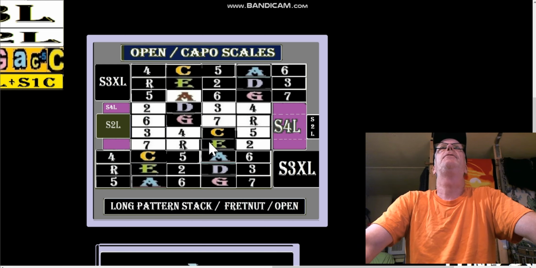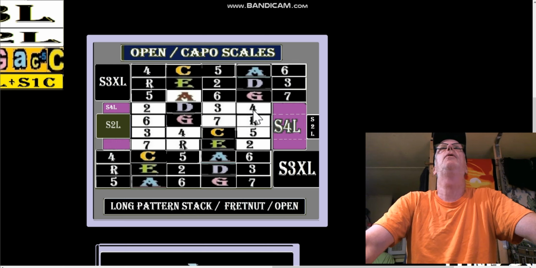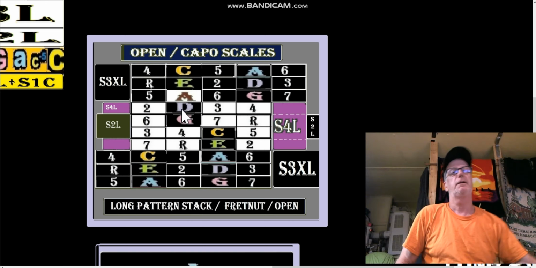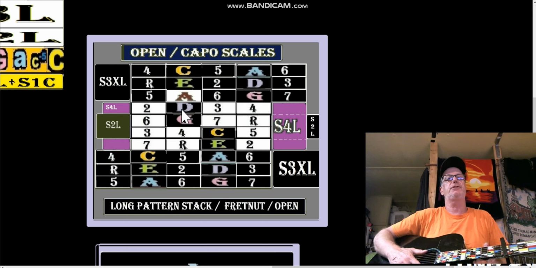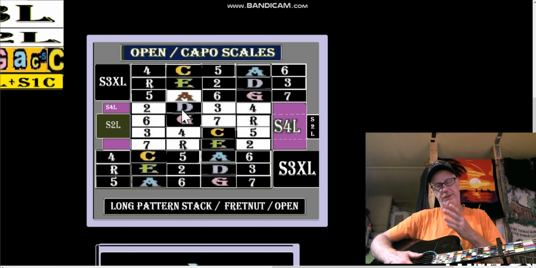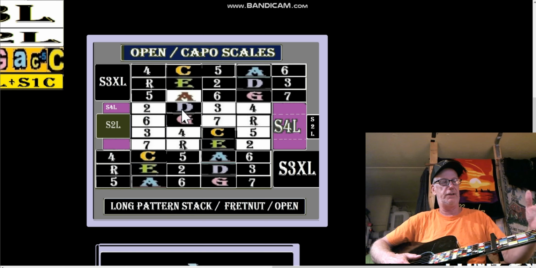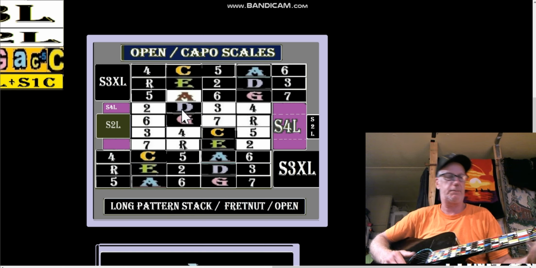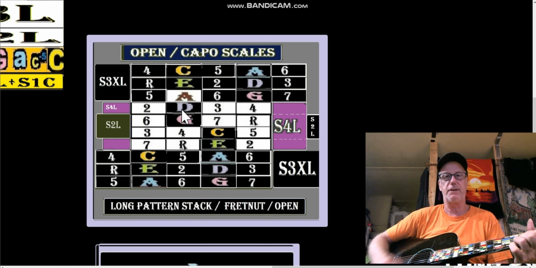And then you just go up the S4L: 7, root, 2, 3, 4, 5, 6, 7, root, 2, 3, 4. Remember, we started 2, 3, 4 here, and we're going up to 2, 3, 4 there. This isn't warped over yet. But remember, we'll start here in an E shape, and we're going to end in a D shape. And guess what? CAGED goes C-A-G-E-D. Or down here with me, it would be the E shape C and the D shape C.